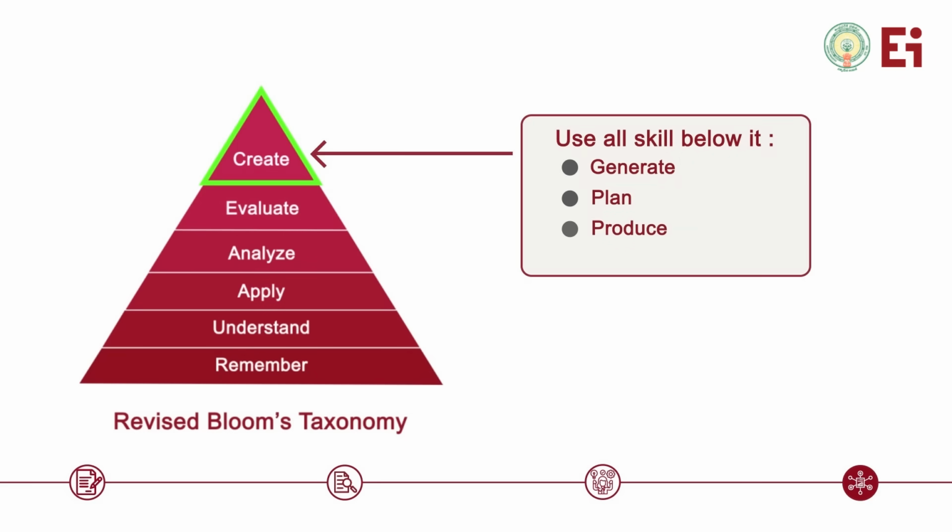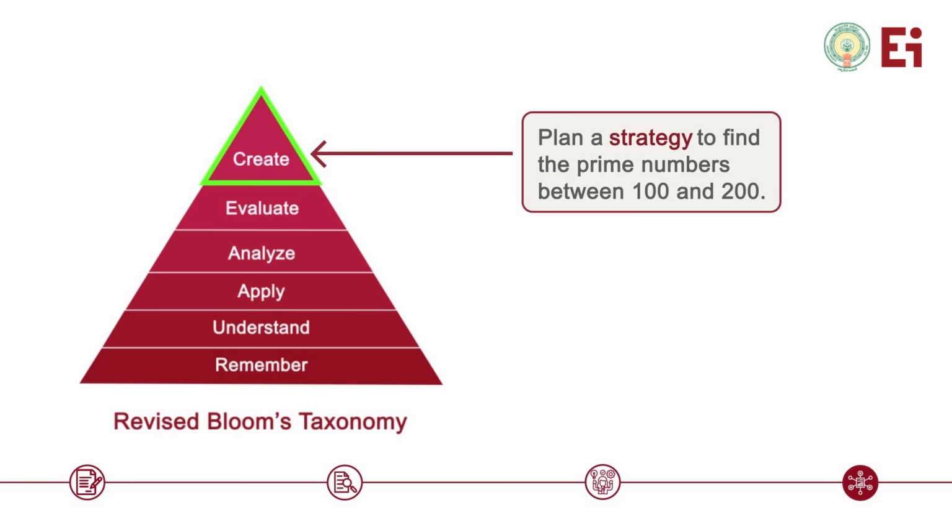Now we come to the topmost level in the taxonomy, which is create. To create something is to put individual elements together to form a new, coherent whole or make an original product. This skill involves being able to generate, plan and produce. In this question example, student needs to come up with a strategy to find prime numbers.